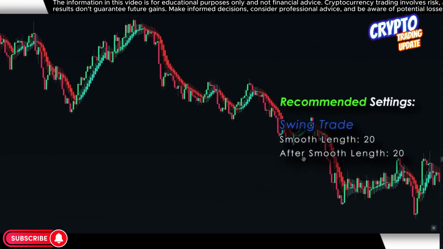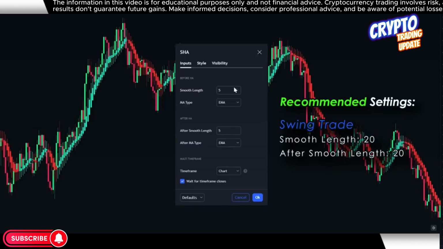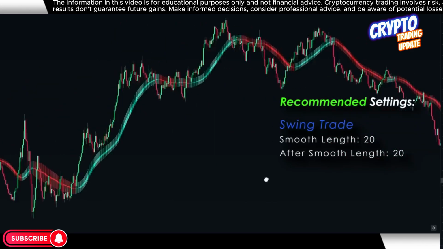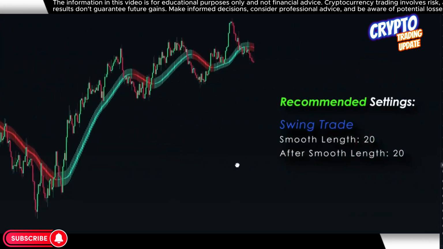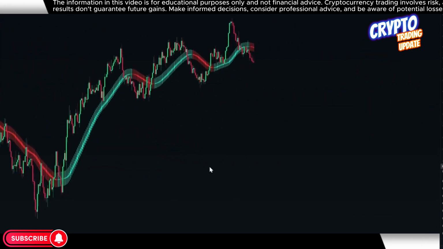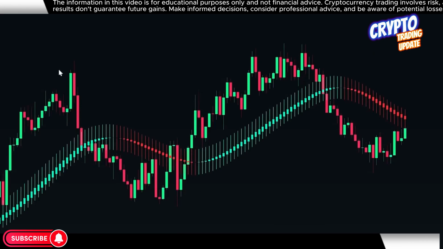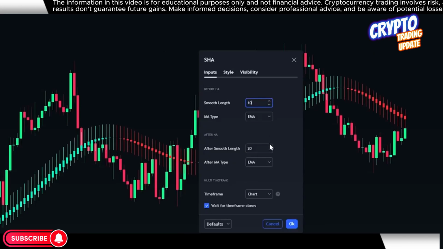Now, if you're a swing trader who wants a longer-term view of the market, the 20 and 20 settings is a lot more suitable, as it lets you analyze the long-term price movements without being affected by the short-term volatility. But for the examples in this video, I will be using the 10 and 10 default settings.